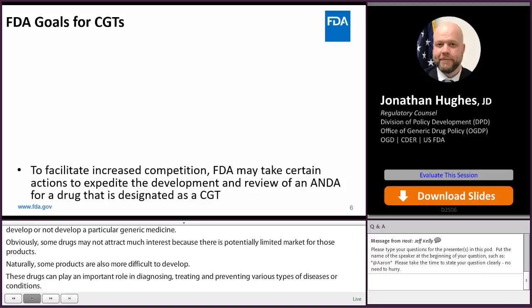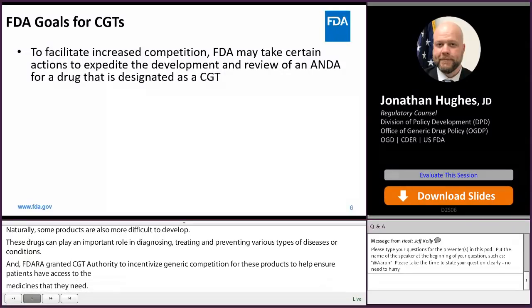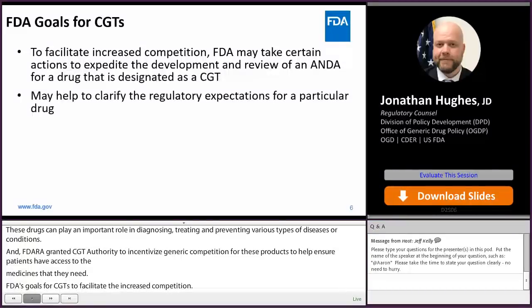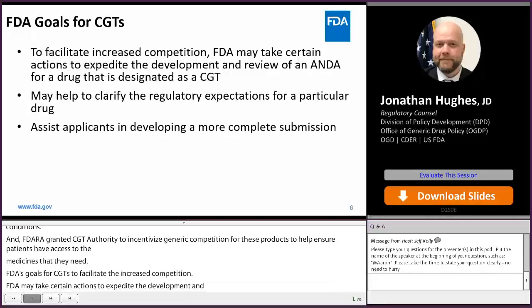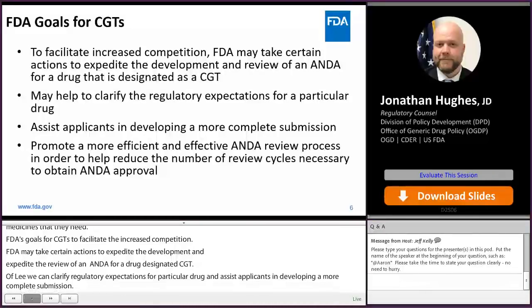FDA's goals for CGTs: to facilitate this increased competition, FDA may take certain actions to expedite the development and to expedite the review of an ANDA for a drug designated as a CGT. Hopefully we can help to clarify the regulatory expectations for a particular drug and assist applicants in developing a more complete submission. To promote a more efficient and effective ANDA review process in order to help reduce the number of review cycles necessary to obtain ANDA approval.